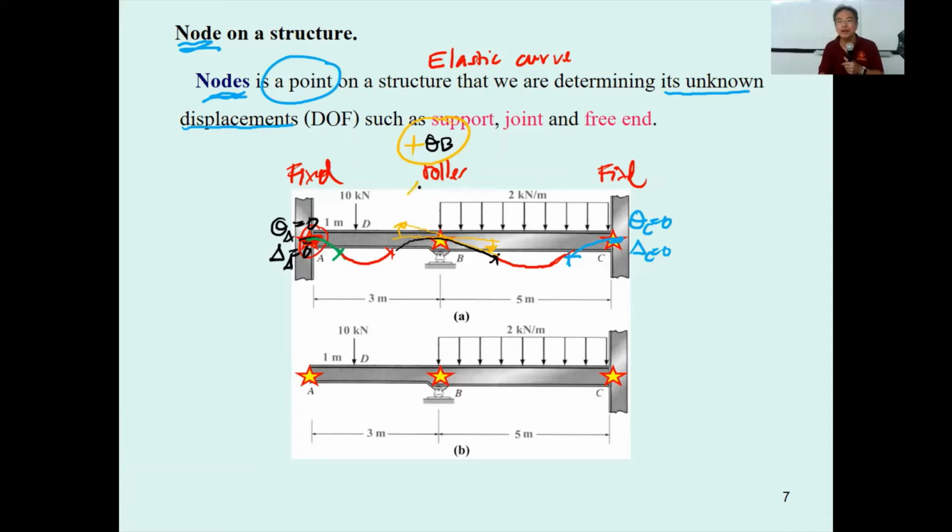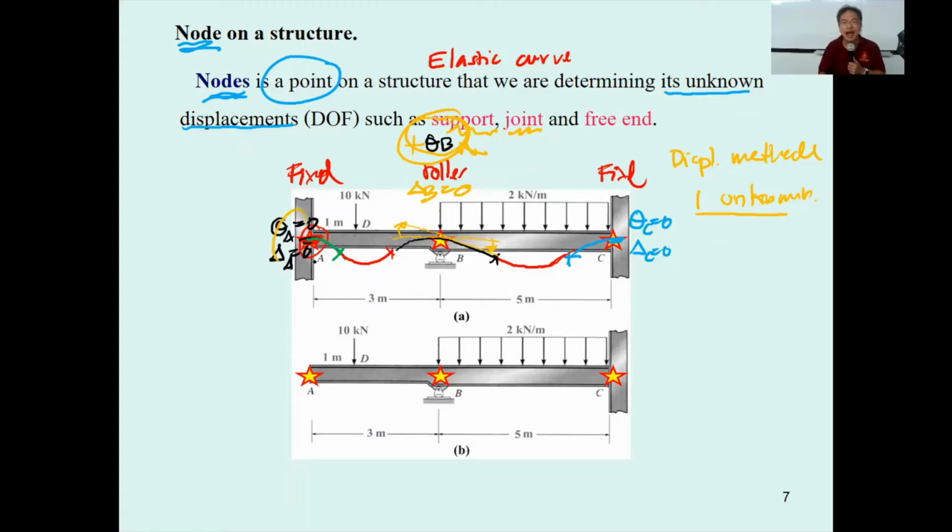And how about the delta sub B? Delta sub B is 0. By considering the node at A, B, C, which is the support and the joint, you will have the theta sub B for this problem as the unknown, only one unknown. So if you use the displacement method to solve this problem, you only have one unknown. That's what I did conclude to you.